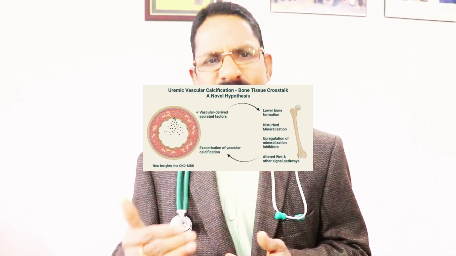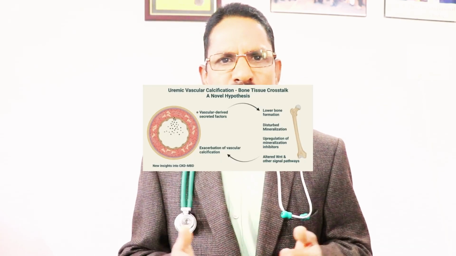Step number 3, phenotypic switch of vascular smooth muscle cells. This is the most important molecular step. Normally, vascular smooth muscle cells maintain vascular tone and elasticity. Under stress conditions, vascular smooth muscle cells lose their contractile phenotype. They transform into bone-forming cells, like osteoblast-like cells. This process is called osteogenic differentiation of vascular smooth muscle cells.